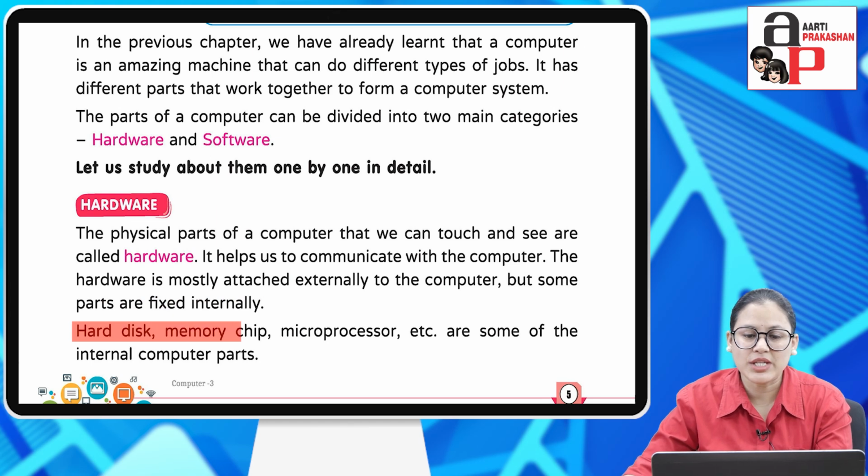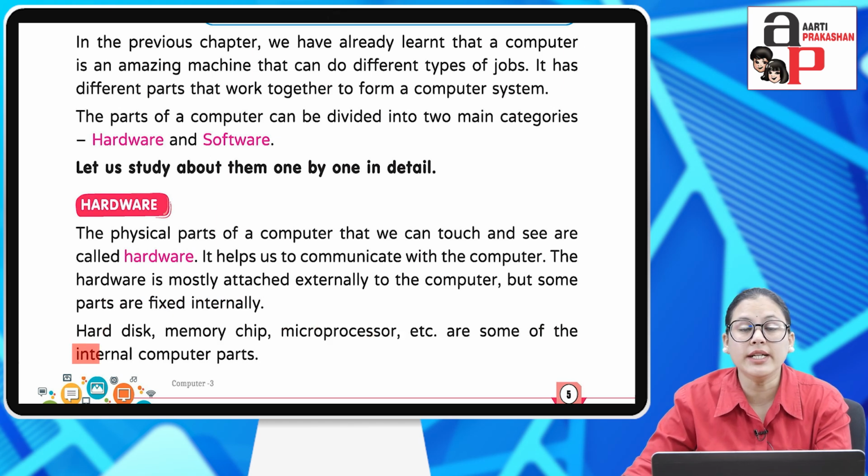So hard disk, memory chip, microprocessor, etc. are some of the internal computer parts. Okay, remember that these are the internal computer parts.